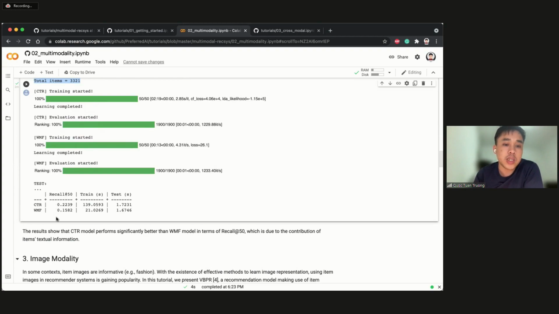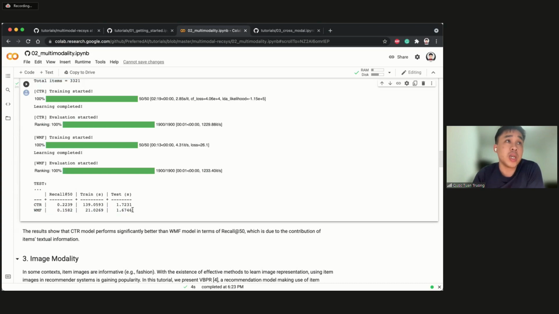As you can see here, the CTR model in this particular experiment is significantly better than the WMF model without the text data. But you can see there's a trade-off here. The training time takes a lot longer because the model is a bit more complicated, because we need to model the text in addition to the preference. But the test time is pretty much the same.